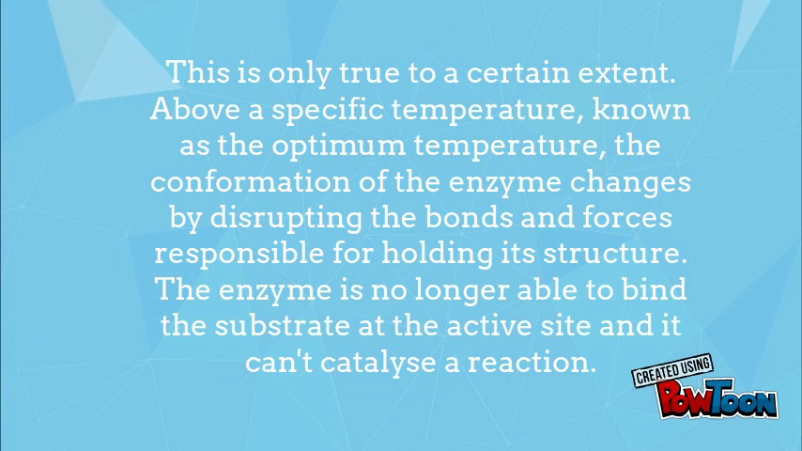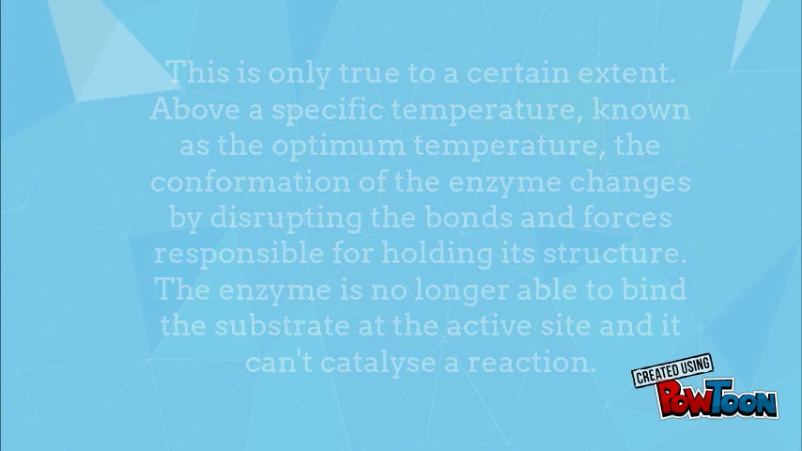Above a specific temperature, known as the optimum temperature, the conformation of the enzyme changes by disrupting the bonds and forces responsible for holding its structure. The enzyme is no longer able to bind the substrate at the active site and it can't catalyze the reaction. This is known as denaturation.